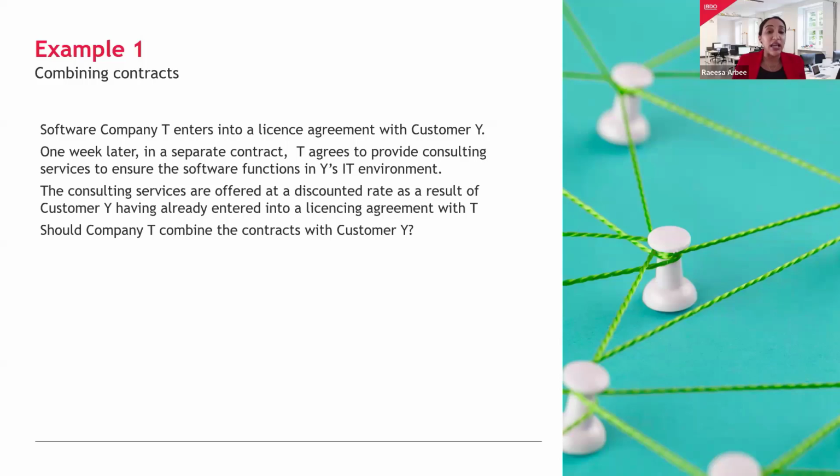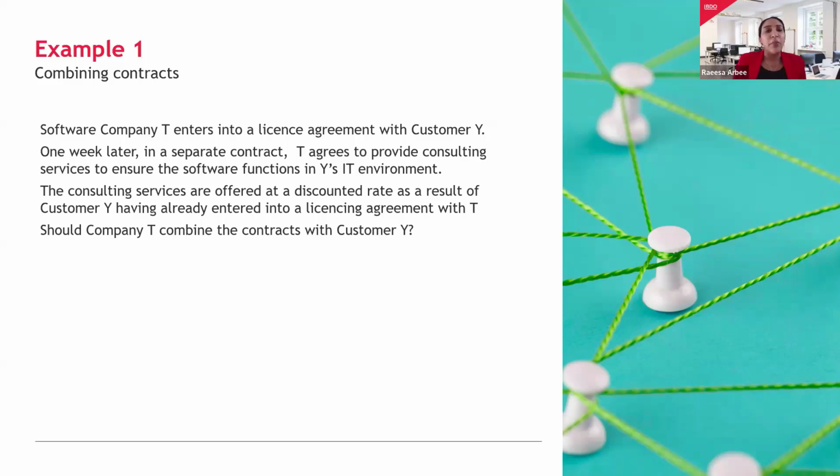If we look at our example and these criteria, we can say yes, the contracts are entered into near the same time and with the same counterparty. The pricing of the contracts is dependent on each other, and they're negotiated with a single objective, which is to ensure that the customer can use the software in their specific IT environment. So in this very simple example, we would say yes, these two contracts should be combined.